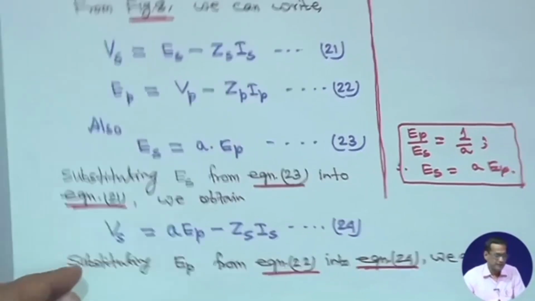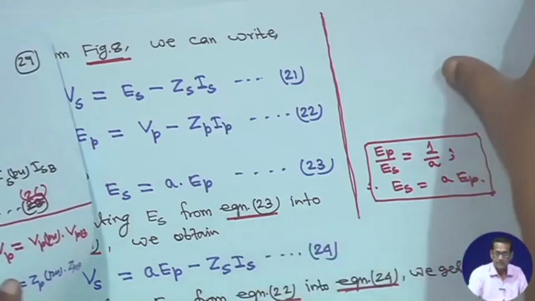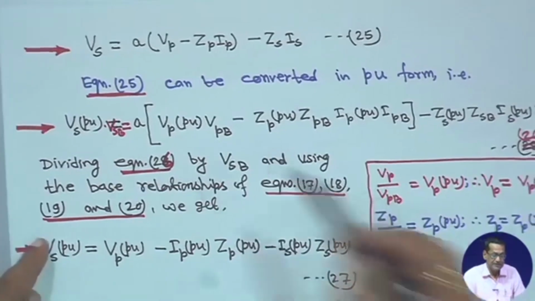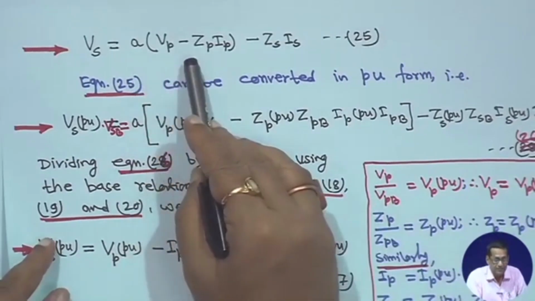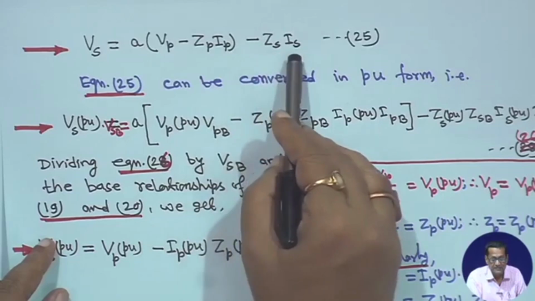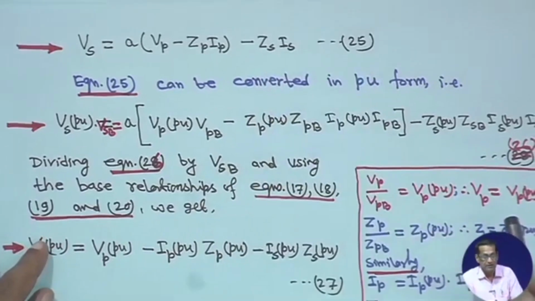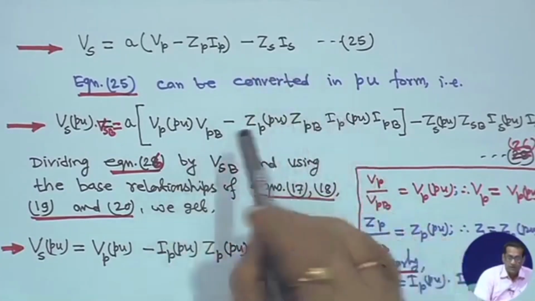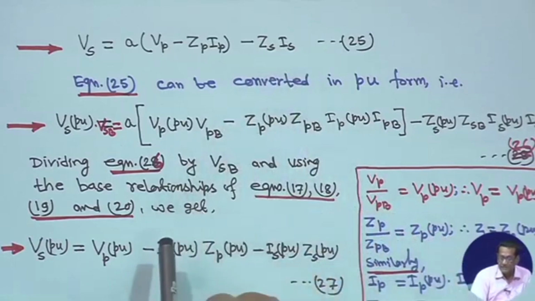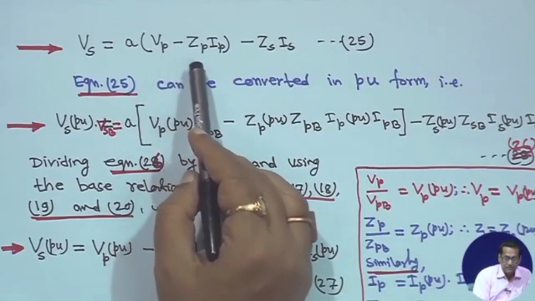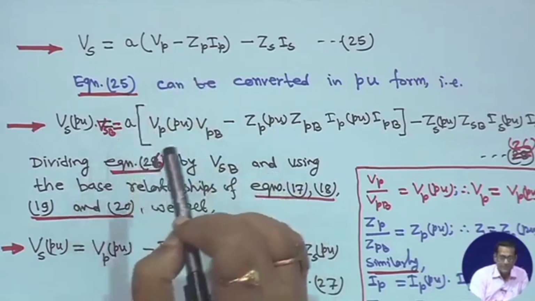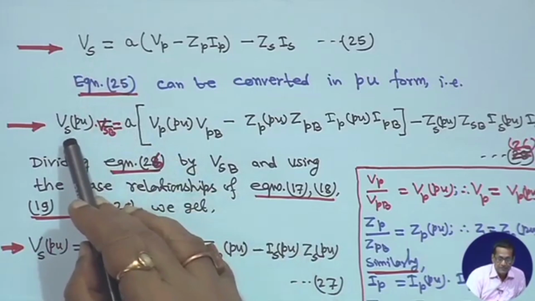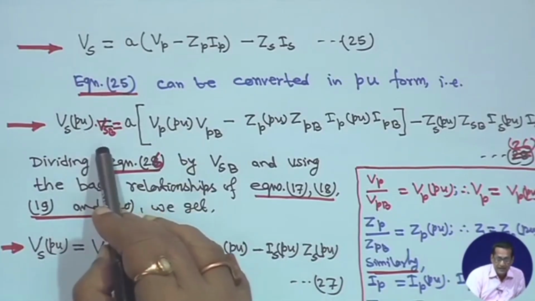Then what you will get, this one, that Vs is equal to A into Vp minus Zp Ip minus Zs Is, this is equation 25. Now, this equation we have to convert it to per unit form, right. So, when you are trying to convert it to per unit form, then simple thing is that Vs, this is a real voltage, is equal to say VSP, Vs per unit voltage of the secondary side into VSB.